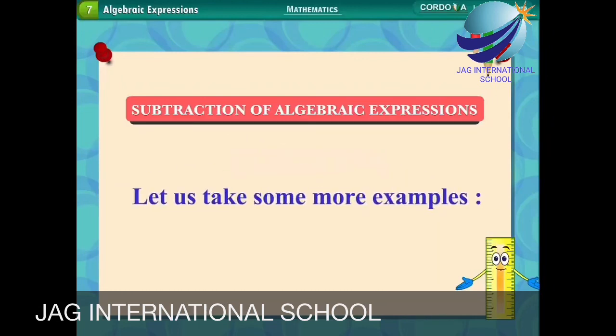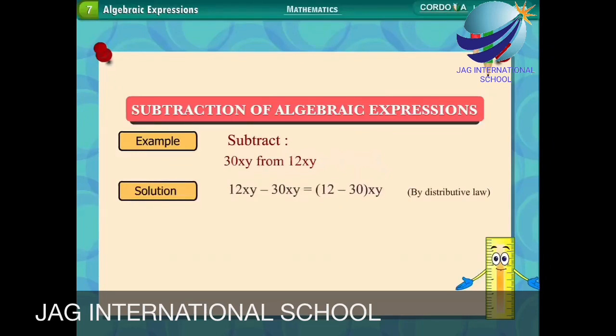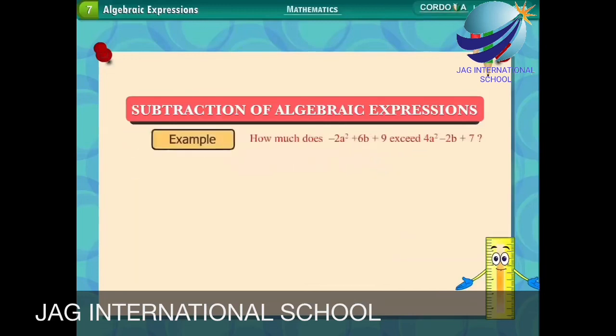Let us take some more examples. Example: subtract 30xy from 12xy. Solution: 12xy minus 30xy is equal to (12 minus 30)xy by distributive law, which is equal to minus 18xy. Alternative method: 12xy plus minus 30xy is equal to minus 18xy.